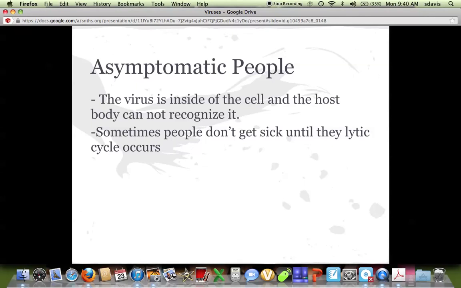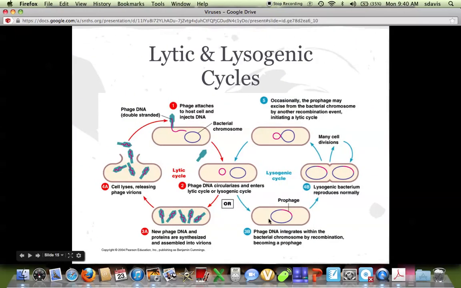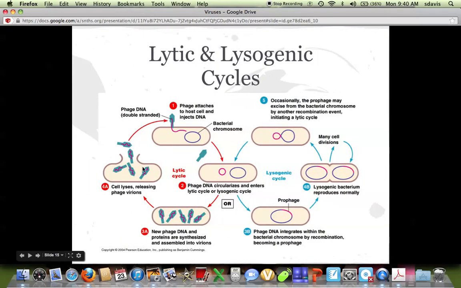And that's also why, going back to this slide where you see the nucleic acid as part of the host cell nucleic acid being divided here, some people don't get sick, because the virus is just replicating. It's during this lytic cycle here, where the cells are being destroyed and the viruses are being released, that we start getting sick, because our cells are bursting or dying and so forth.